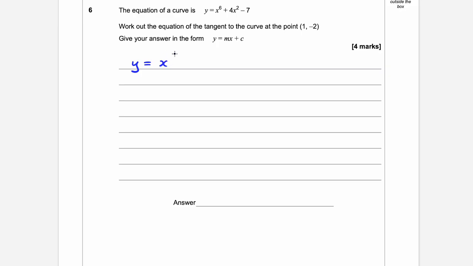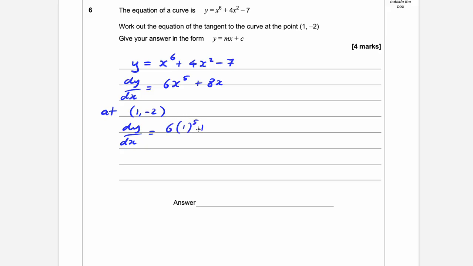So it's x to the 6 plus 4x squared minus 7. Sorry, differentiate this: dy/dx is equal to multiply by the power 6, subtract 1 from the power to get 5, plus same thing 8x, and this disappears. So at (1, minus 2), dy/dx equals 6 times 1 to the power of 5 plus 8, which is equal to 14.